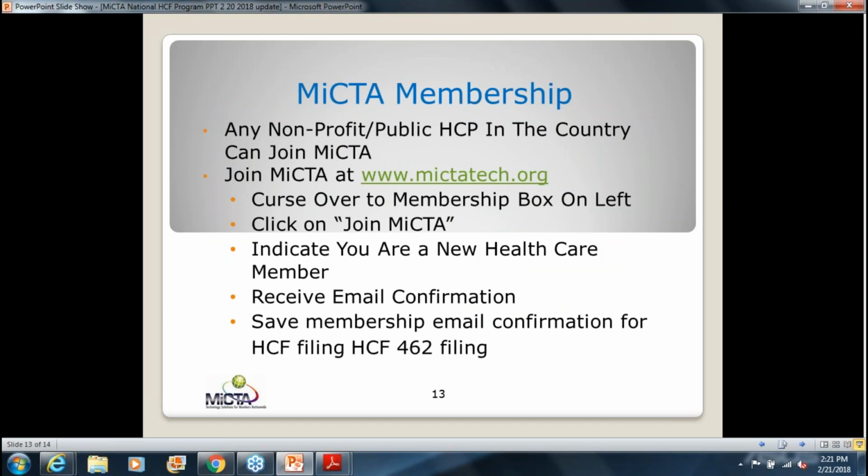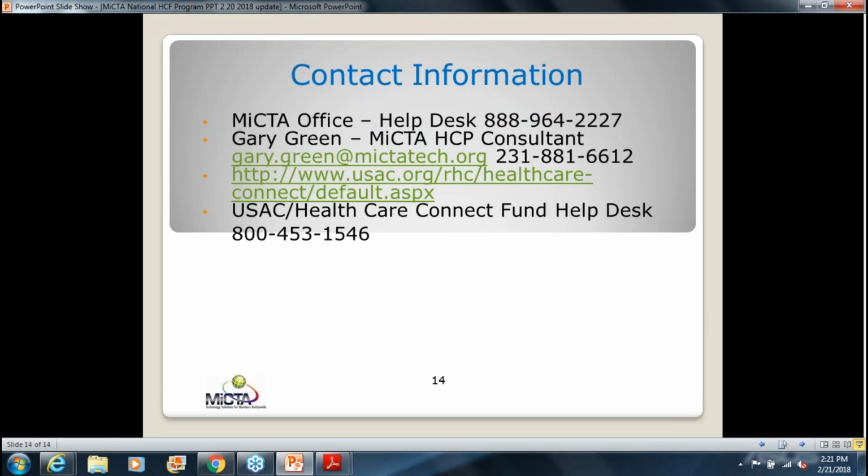And as you can see, any nonprofit public HCP in the country can join MiCTA, and here's the URL to join. This tells you how to actually fill out the request for membership. You receive an email confirmation, and you want to save that membership email for use with your 462 filing. But of course, if you can't find that by the time you get to the 462, MiCTA will provide that for you. And then the MiCTA office contact information, my contact information, and the USAC help desk.